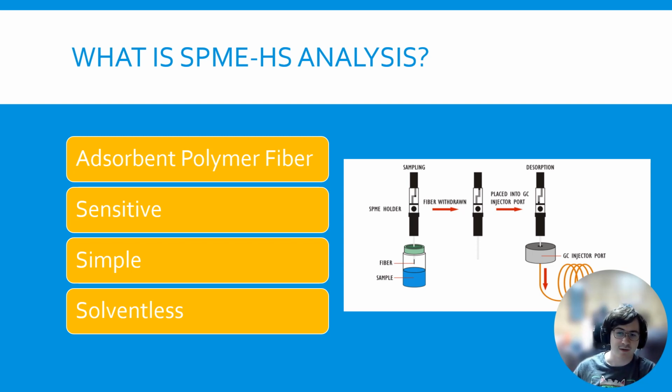The alternatives are purge and trap and liquid to liquid extraction, with liquid to liquid extraction being the primary alternative. It uses organic solvents, which are not only dangerous environmentally, but are also not great for anybody to work with, because they are quite toxic and often carcinogenic. So if you can avoid using organic solvents in exchange for just having to use a fiber, that would probably be better. It is a simple process because of that.